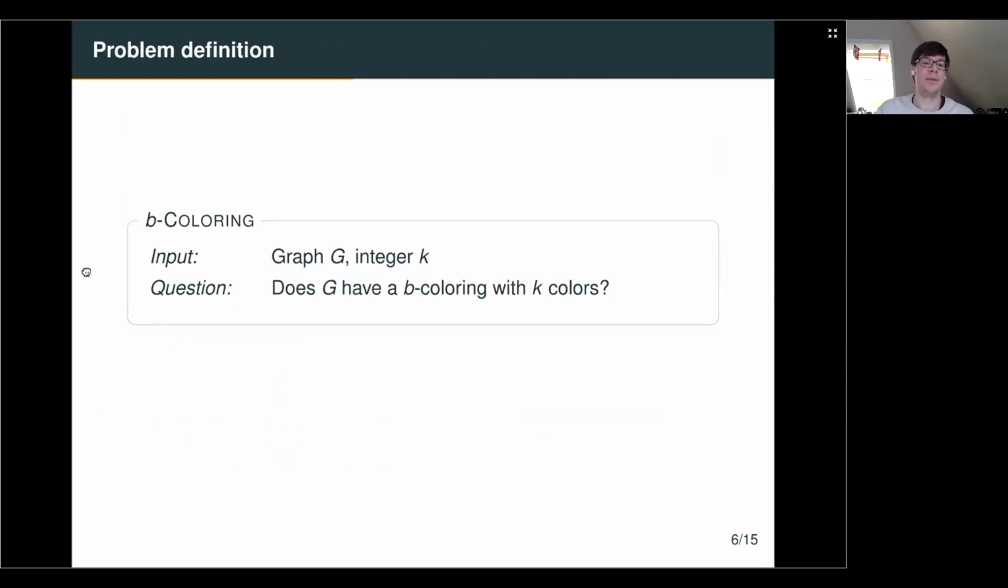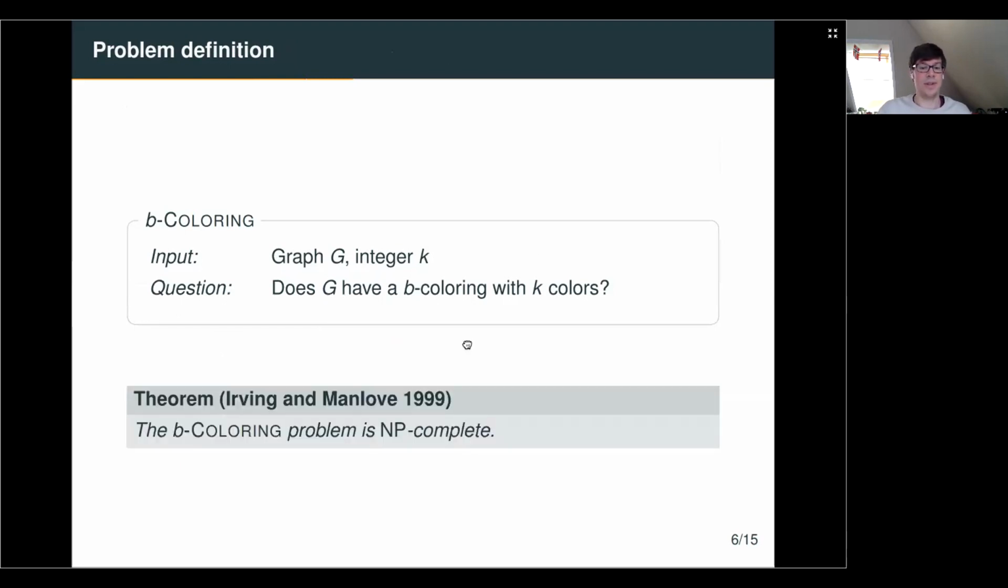Okay, so the problem that we are dealing with in this work is the problem of, given a graph G and an integer k, we want to know if G has a B coloring with k colors. And already when it was introduced in 1999 by Irving and Manlove, it was shown to be NP-complete in general.